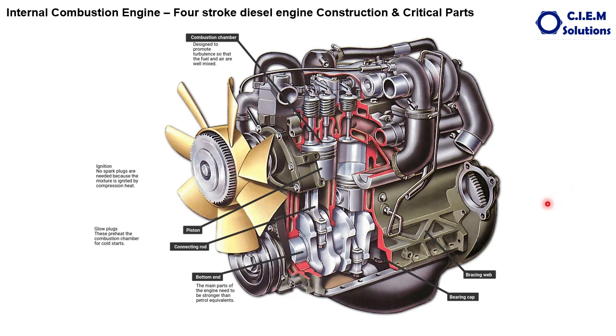And you can see so many other components. So these are all the critical components of the 4-stroke diesel engine. We will see in detail about each and every component in the coming videos. And there will be one alternator which is not shown here. The purpose of the alternator is to keep the batteries charging always.